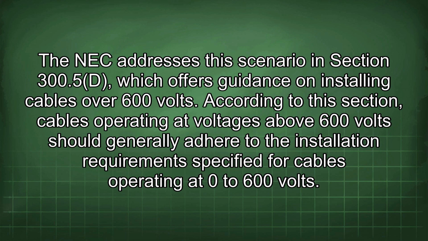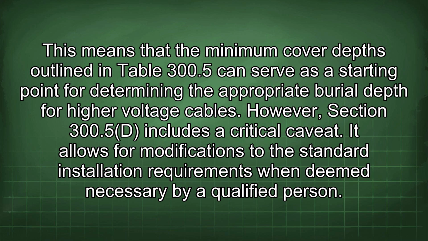The NEC addresses the scenario in Section 300.5d, which offers guidance on installing cables over 600 volts. According to this section, cables operating at voltages above 600 volts should generally adhere to the installation requirements specified for cables operating at 0 to 600 volts. This means that the minimum cover depths outlined in Table 300.5 can serve as a starting point for determining the appropriate burial depth for higher voltage cables.